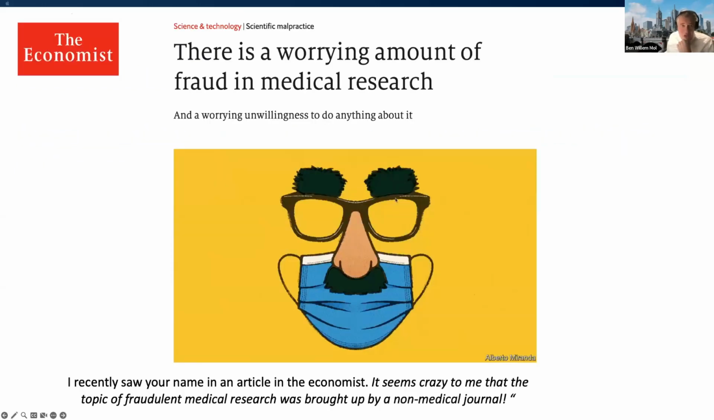So there was already a reference to the Economist article. So there was attention for this topic in the Economist. I think a very well-written article. And one of the comments was, I recently saw your name in an article. It seems crazy to me that the topic of fraudulent medical research was brought up by a non-medical journal. I think that is a very important sentence also. I think that medicine has a lot of problems in addressing this issue.